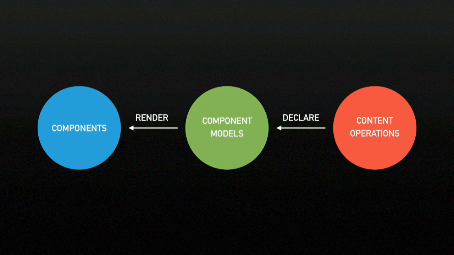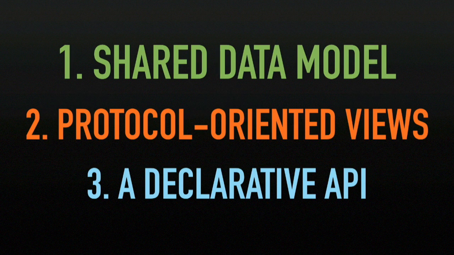So three key things that we did. A shared data model that was more generic and wasn't tied to our core data models, so that our UI doesn't have to be model aware. It can be fully decoupled from our model layer. We then created protocol-oriented views to bring protocol-oriented programming into the UI development world. And finally, a declarative API that enables us to easily define what content we want to render in an easy way.